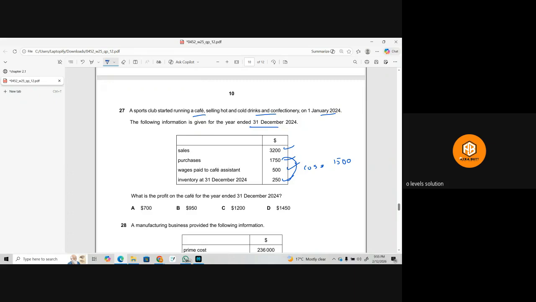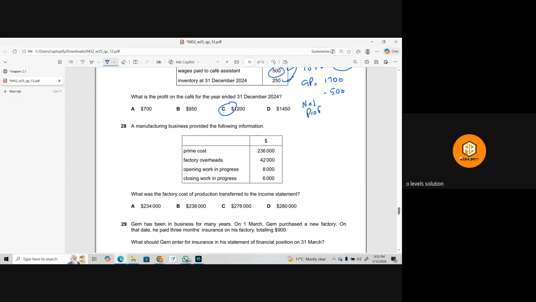Next, we will deduct this cost of sales from the sales. So what is the answer for that? One second. 3,200 minus 1,500 is 1,700. Now minus these wages, 500 expense, so we will get the net profit, 1,200. C.